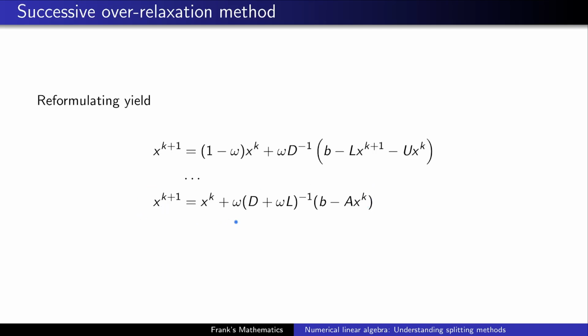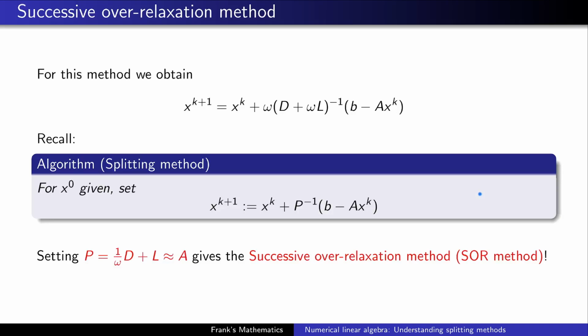So xk plus 1 is xk plus omega times (D plus omega L) inverse. Again, if you choose omega to be equal to 1, we'll end up exactly with the Gauss-Seidel method. So in terms of our splitting method, if we choose P to be 1 over omega D plus L, this will give us the SOR method. So the idea here is to put a weight on the diagonal matrix. This is the idea of the successive overrelaxation, and you can see it here in the approximation formulation of our matrix P.